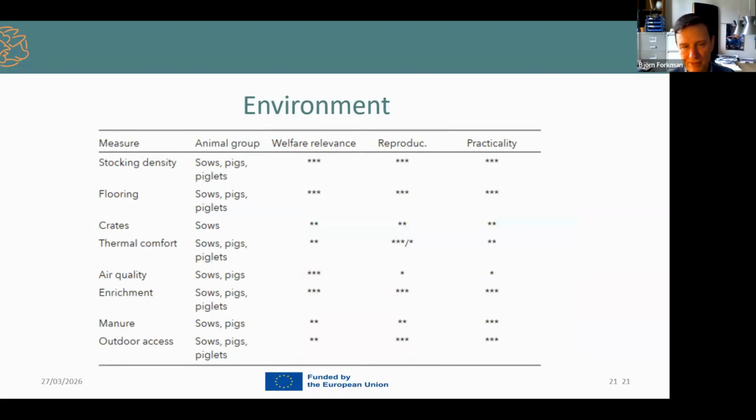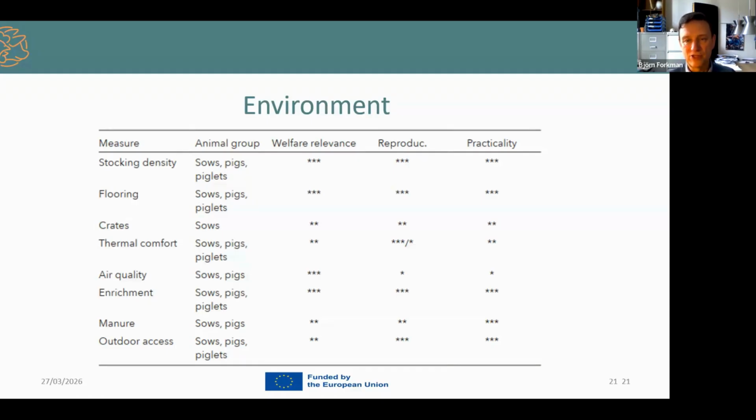So if we go to the environment, you can see that things like stocking density and flooring are highly welfare relevant, easy to reproduce, with higher reproducibility and observer repeatability, and very practical measures. Access to enrichment material, likewise. These are the ones that are most highly recommended, I would say.